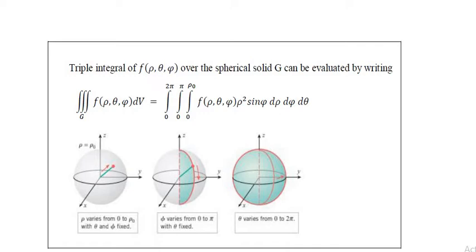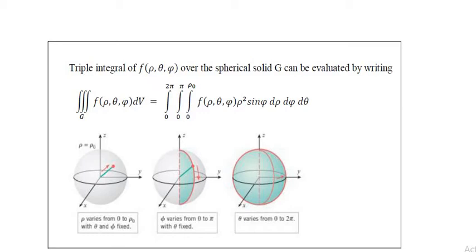Now as you can see in the diagram, we can say that rho varies from 0 to the point rho 0, with theta and phi remaining fixed, and phi varies from 0 to pi by keeping theta fixed. Now theta will be varying from 0 to 2 pi.